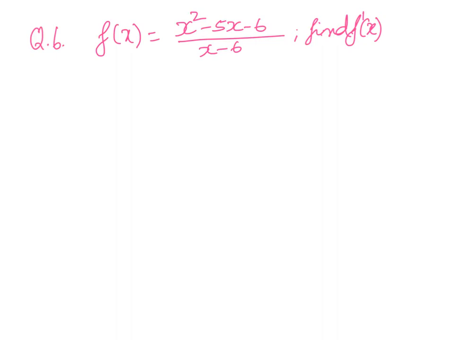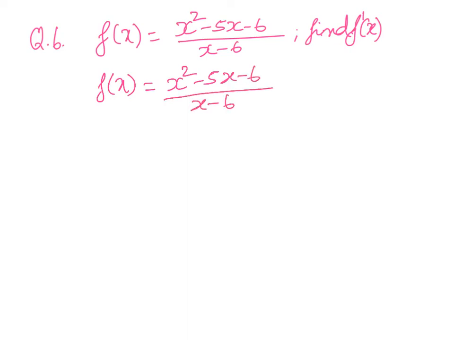The question here is f of x is equal to x squared minus 5x minus 6 over x minus 6. Find f prime of x. Here we will not be able to apply the laws of exponents because there are two terms in the denominator. What we'll do here is first we'll simplify it. That means I'll write my original expression here, x squared minus 5x minus 6 over x minus 6.